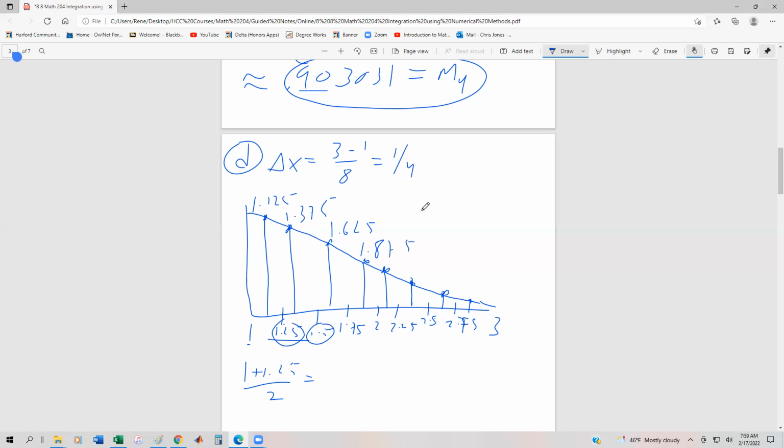1.875 and 2.125. And then 2.375, and then 2.625, and then finally 2.875. All right, so those are the various midpoints for each of our rectangles.